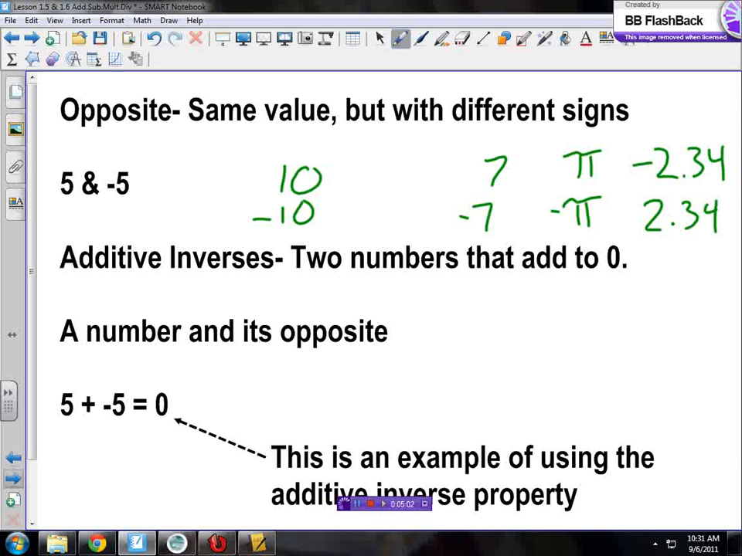Opposites are used as additive inverses. Those are two numbers that you add together and they get 0. So all of those opposites, if you added them together, would equal what? 0. Yeah, they all add to 0, right? 10 plus a negative 10 is? 0. 7 plus a negative 7? Pi plus a negative pi? Negative 2.34 plus 2.34? 0. All equals 0, okay? All right.